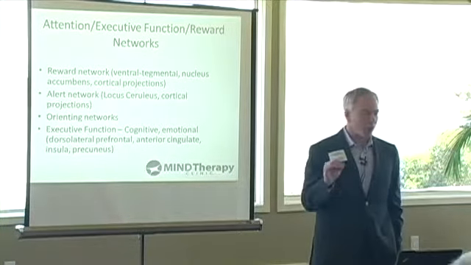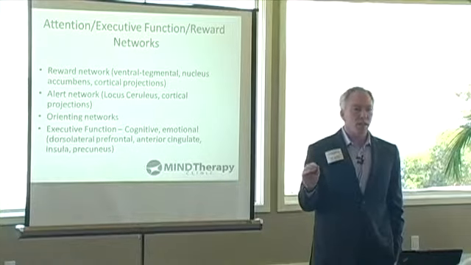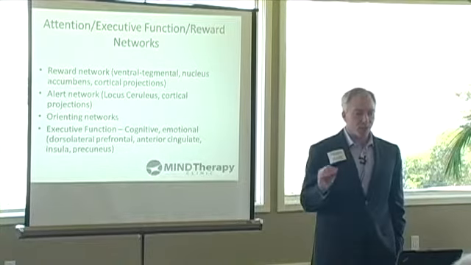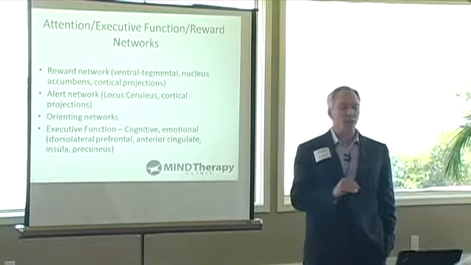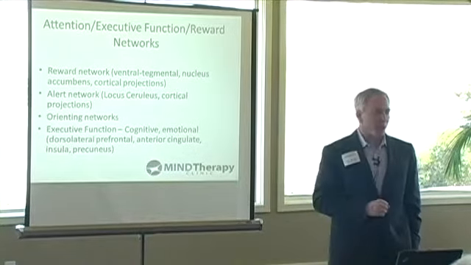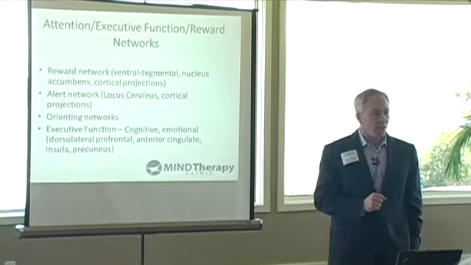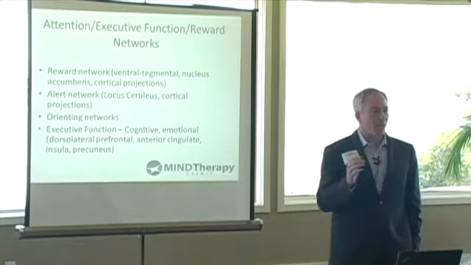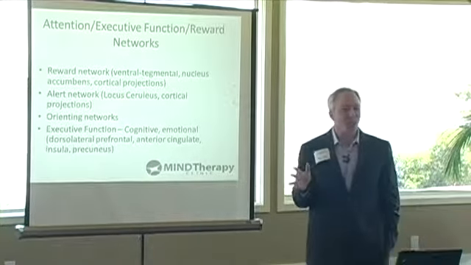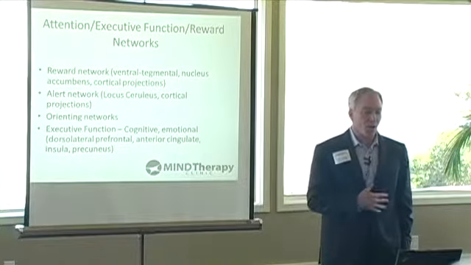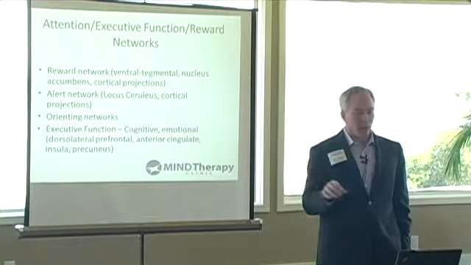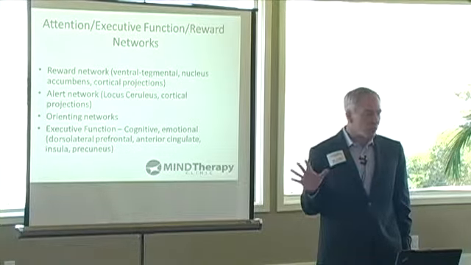So, we have the reward network, and that's what everybody has talked about over the years. This is basically dopaminergic transmission in areas from the nucleus accumbens projecting into various parts of the cortex. It's as if we could just block that dopamine transmission, then we could stop addiction, but it doesn't quite work that way. Although we can in some ways affect that reward pathway, and there are different attempts to do so.